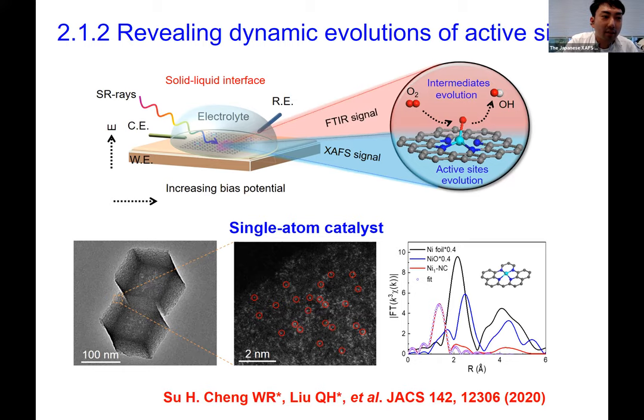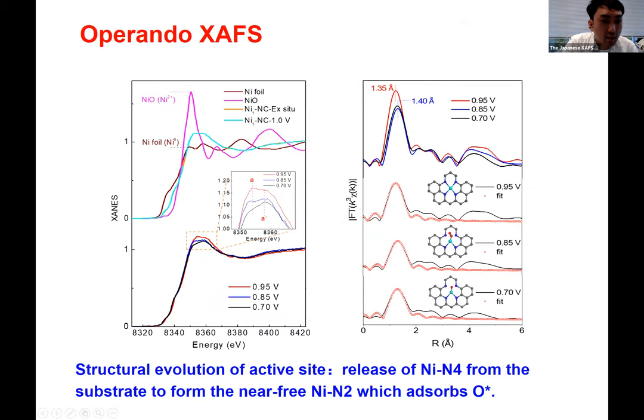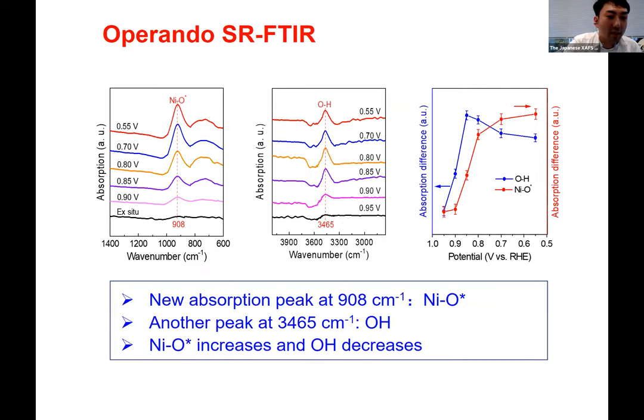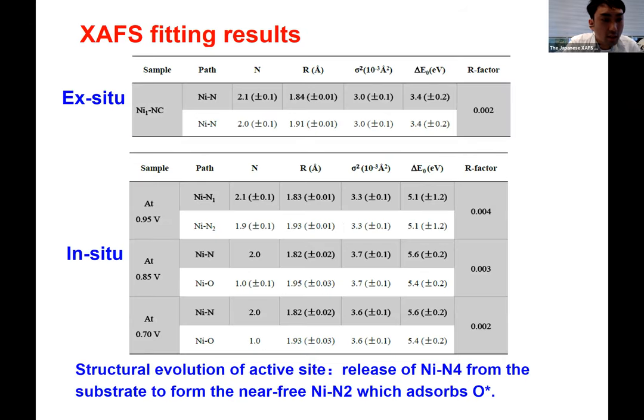Could you show me the slide? Which one? Nickel single atom catalyst. Oh, nickel single atom, please. This one. And the next slide, maybe the curve fitting results. Next. Yes, that one. In the curve fitting results, you distinguish the adjacent nitrogen and oxygen very precisely. But I think it is usually not easy to distinguish nitrogen and oxygen by EXAFS curve fitting.